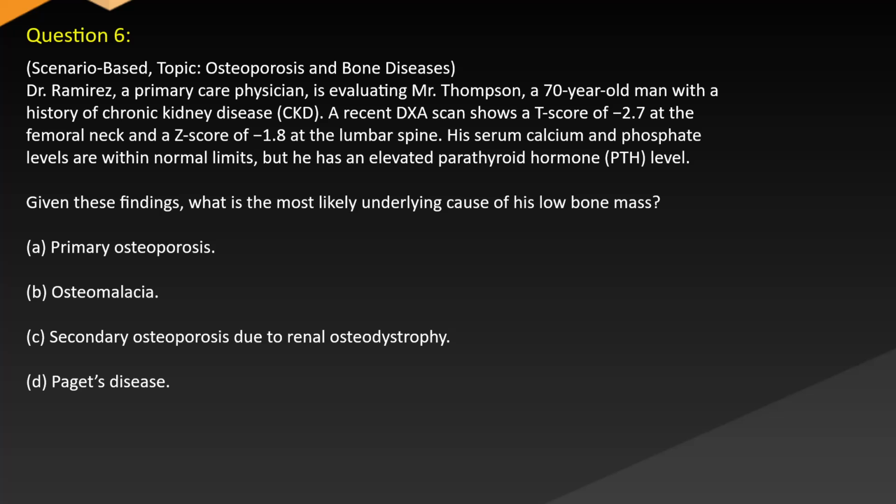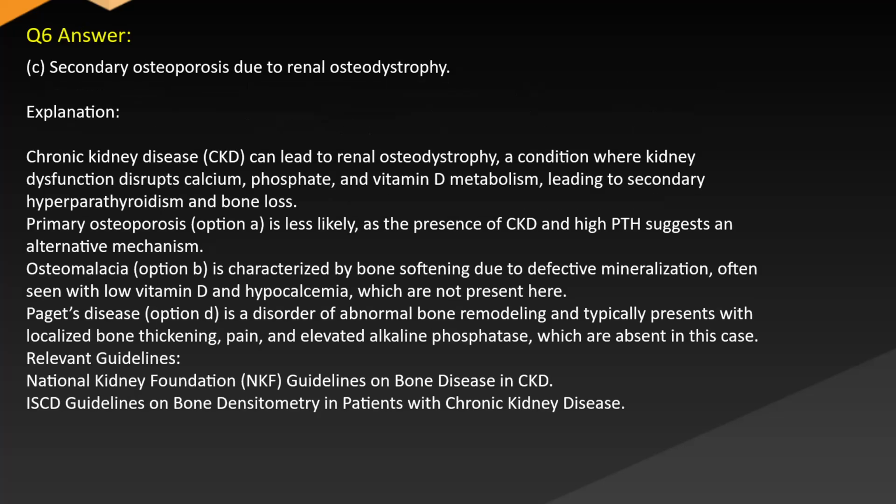A. Primary osteoporosis. B. Osteomalacia. C. Secondary osteoporosis due to renal osteodystrophy. D. Paget's disease. Answer: C. Secondary osteoporosis due to renal osteodystrophy. Explanation: chronic kidney disease (CKD) can lead to renal osteodystrophy, a condition where kidney dysfunction disrupts calcium, phosphate, and vitamin D metabolism, leading to secondary hyperparathyroidism and bone loss.